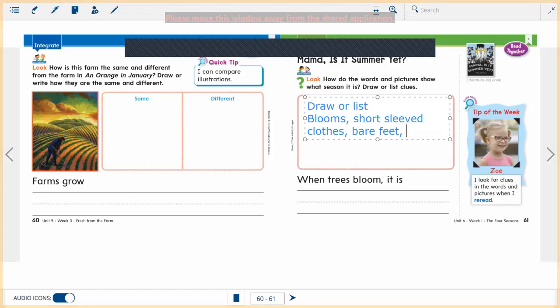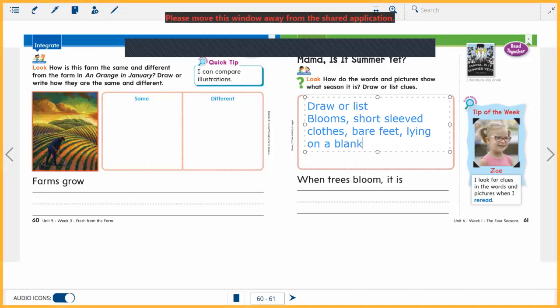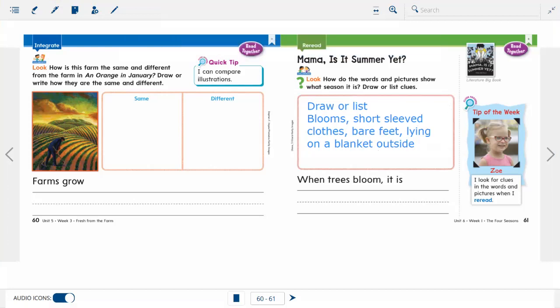And what were they doing? They were lying on a blanket. You can draw this, remember, or you can write it down. And they were outside. So they were lying on the blanket outside. Down here, we're going to complete this sentence. It says, when trees bloom, when do trees bloom? What season? When trees bloom, it is, do you remember what season it is? It is springtime. Make sure you put your period at the end.